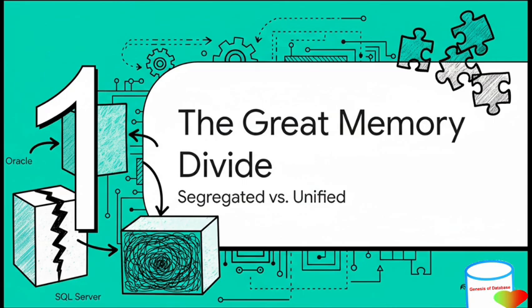Okay, so the very first place this big philosophical divide shows up is in memory management. It's the most important one, really. This single distinction pretty much sets the stage for everything else we're about to cover.